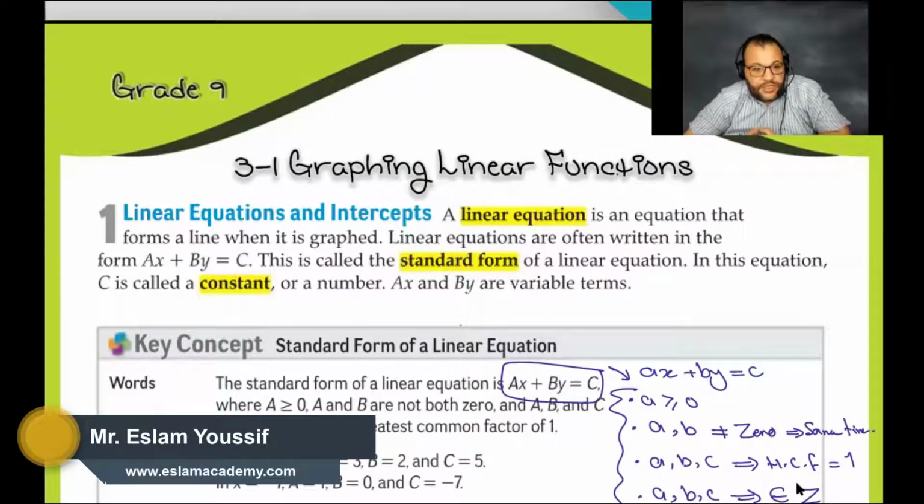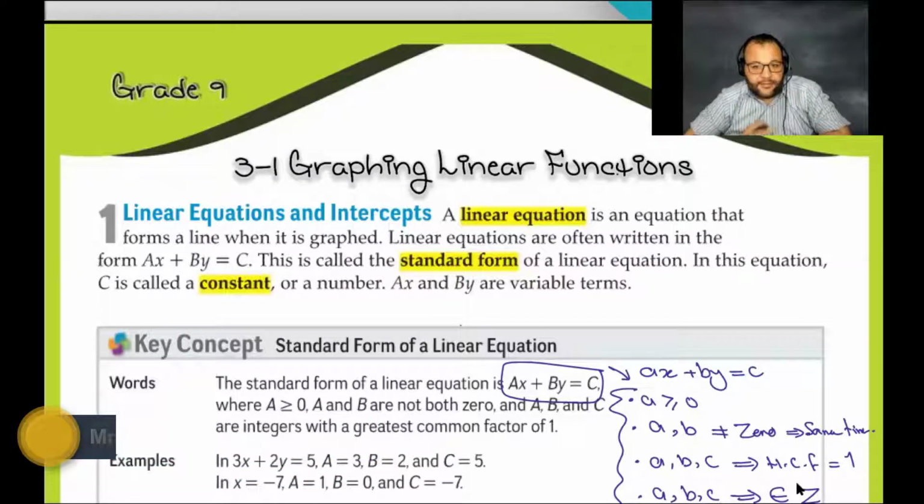Today, inshallah, we'll continue with graphing a linear function. At first, we'll start with a function, revising again more than one time. I will ask a question and no one will give me any response. What is the meaning of a function?